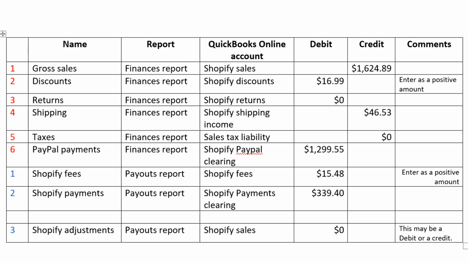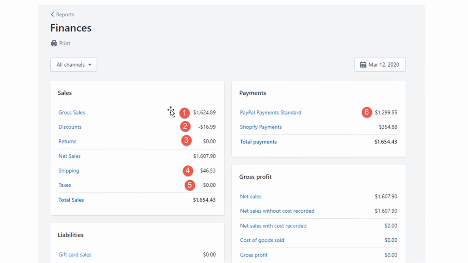I've put together a chart that will help you to pick up the amounts that you need. And you'll notice that I have numbered and color coded them, and these numbers from 1 to 6 are coming from the finances report, and then the blue numbers from 1 to 3 are coming from the payouts report. So let's take a quick look again so you can see that. Here are the numbers that you need to pick up from the finances report. So for example, your gross sales, discounts, returns, shipping income, taxes withheld, and PayPal payments are picked up from the finances report.